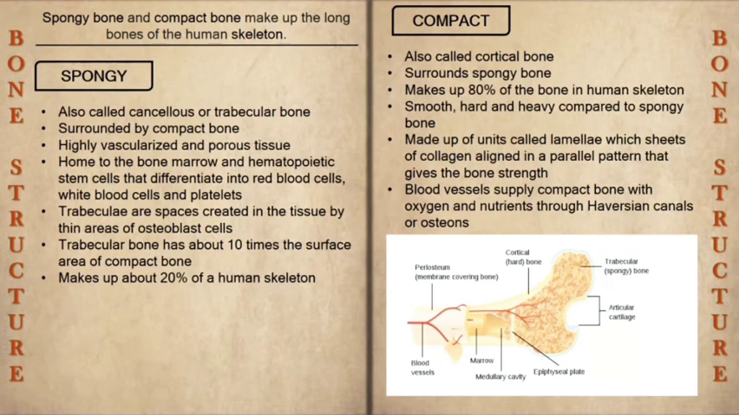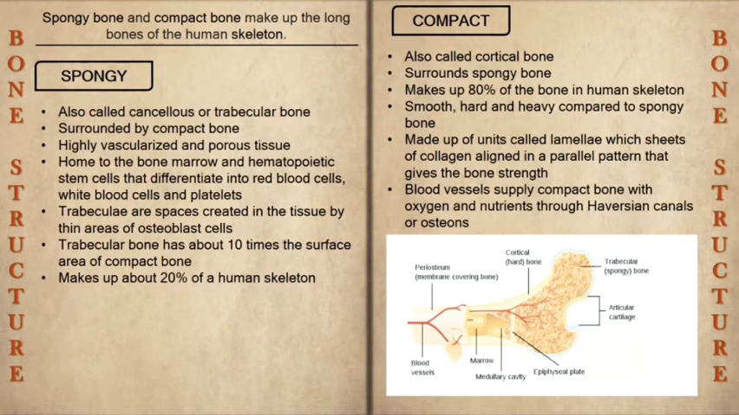Let's start with spongy, also called cancellous or trabecular bone, surrounded by compact bone, a highly vascularized and porous tissue, home to the bone marrow and hematopoietic stem cells that differentiate into red blood cells, white blood cells, and platelets. Trabeculae are spaces created in the tissue by thin areas of osteoblast cells. Trabecular bone has about 10 times the surface area of compact bone and makes up about 20% of a human skeleton.